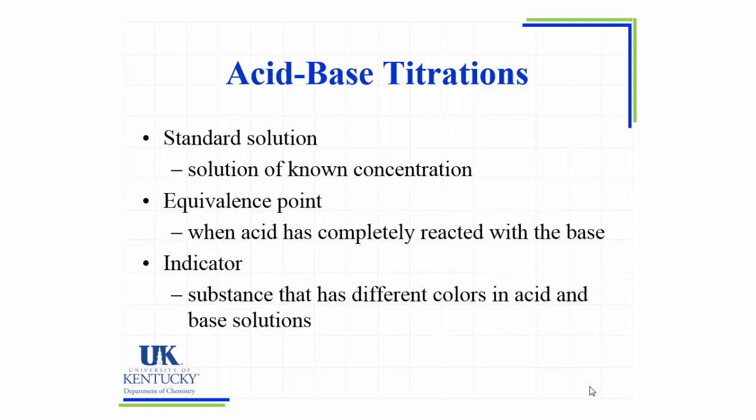The other thing frequently present is an indicator, and this is a substance that has different colors in acid and base solutions, and so it becomes a marker to determine when we've reached the equivalence point. We can also use things such as pH sensors or pH meters to determine this point as well.